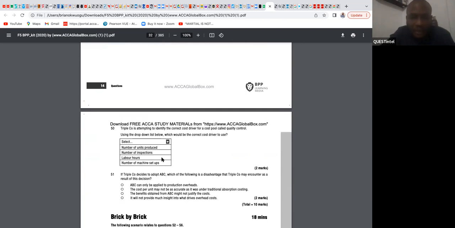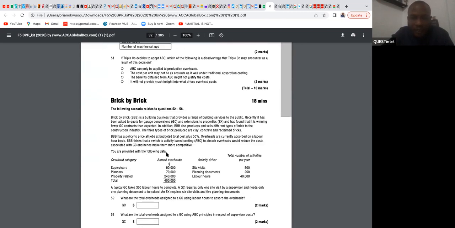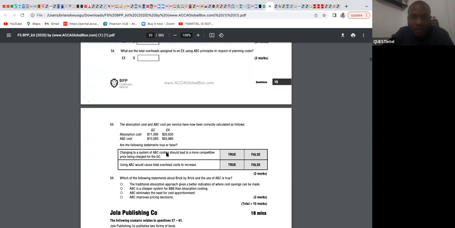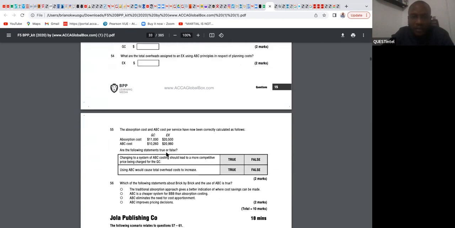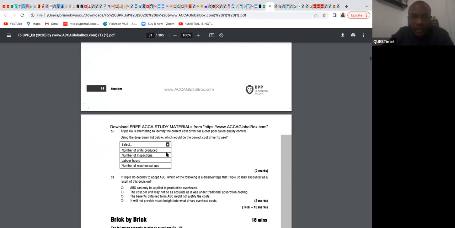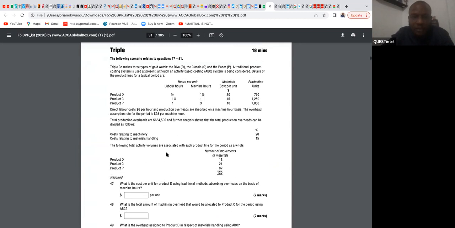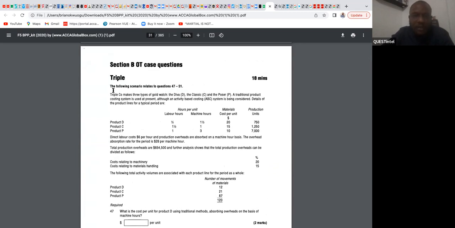So we can look at the discursive parts, so we can do them. I think Brick by Brick is another ABC question. So if we can do this too, then we'll know that we have practiced ABC to a fair extent, and then it will just be more practice and concentration. So let's see the question now.